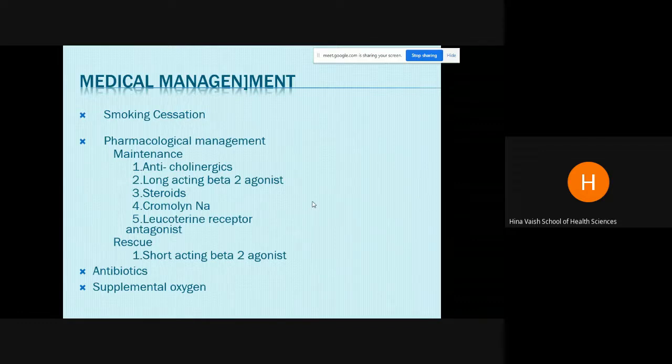If we talk of the medical management part, then medical management will include smoking cessation. Then a lot of pharmacological management will be there. So maintenance management can be anticholinergics, long-acting beta-2 agonists, steroids. Fine. The leukotriene receptor antagonists, these medications are mainly given for maintenance phases, and then for rescue, short-acting beta-2 agonists are given. Then antibiotics are preferred, and if the patient is having lack of oxygen, then supplemental oxygen is required.